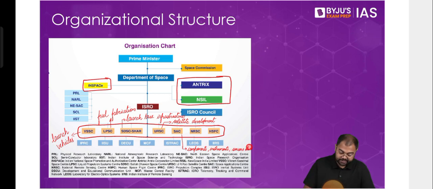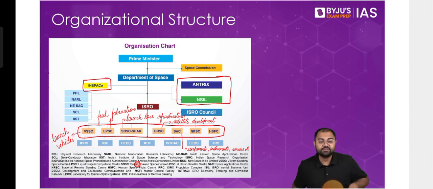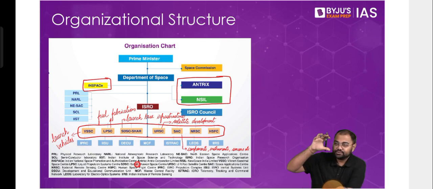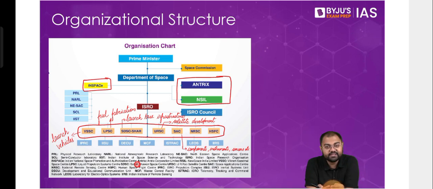Then after this, we have NRSC. NRSC is National Remote Sensing Center. The role of National Remote Sensing Center is data processing. The processing of all the data, all the pictures, videos, the data that are received from the Earth observation satellites. So every bit of data that we receive from our remote sensing satellites, all that data processing is done at National Remote Sensing Center. Then after that, finally, we have HSFC.